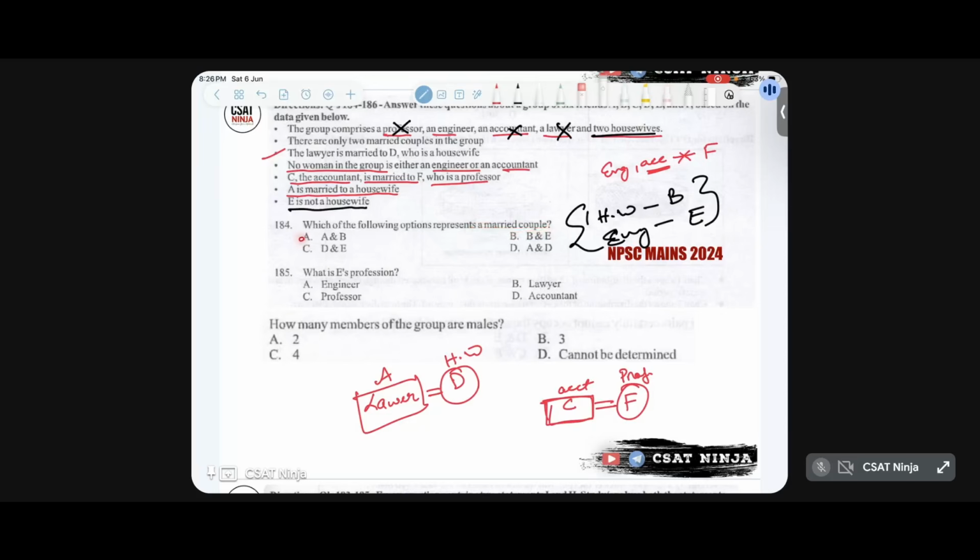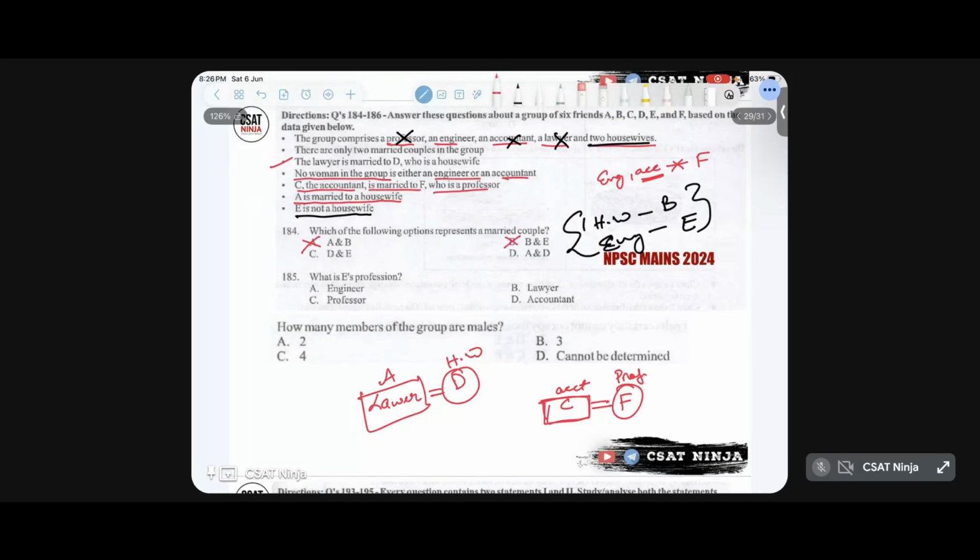A and B. Is A and B a married couple? No. That means this option is eliminated. B and E. Is B and E a married couple? No. We are not sure about this too because it doesn't mention anything. So I'm going to write it this way.